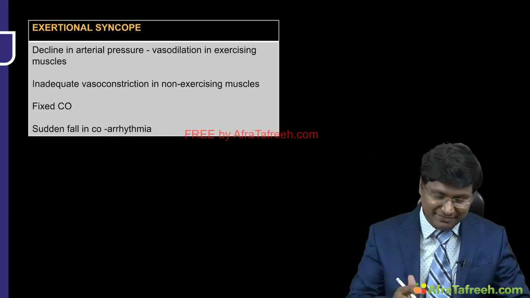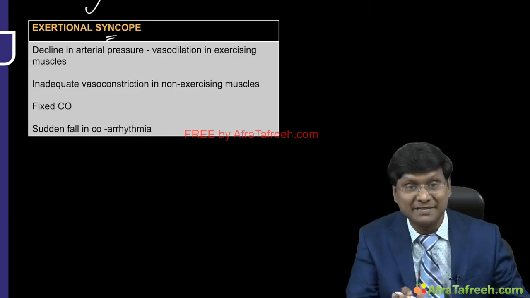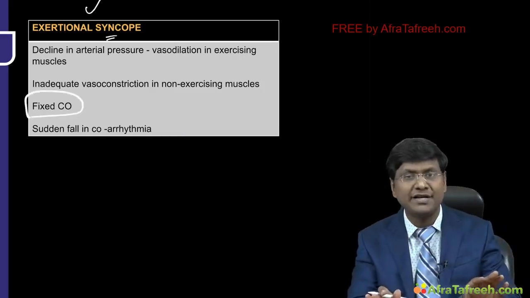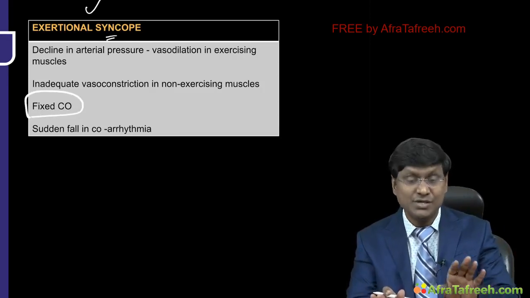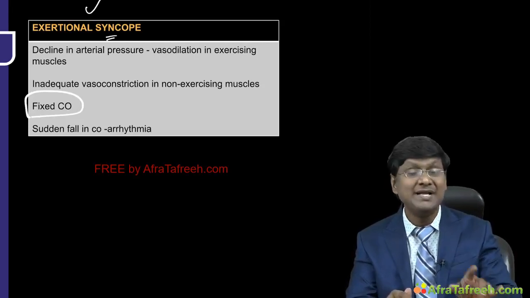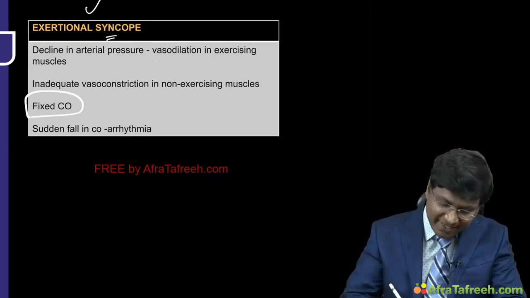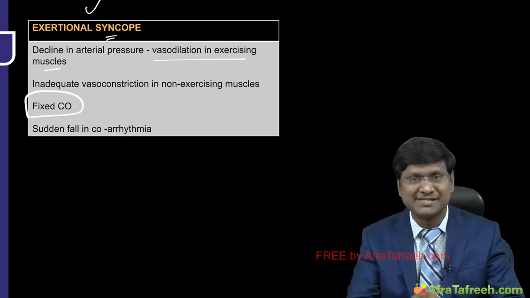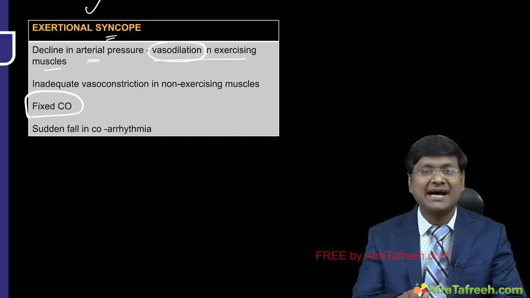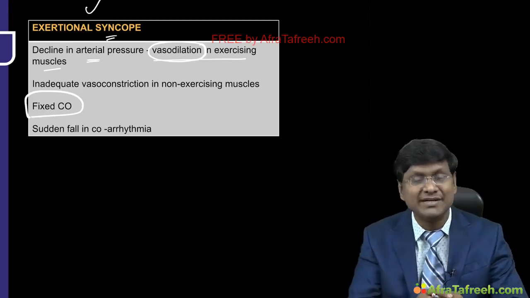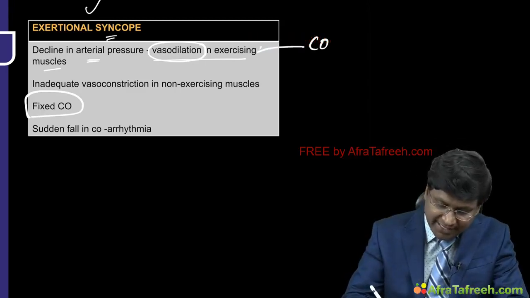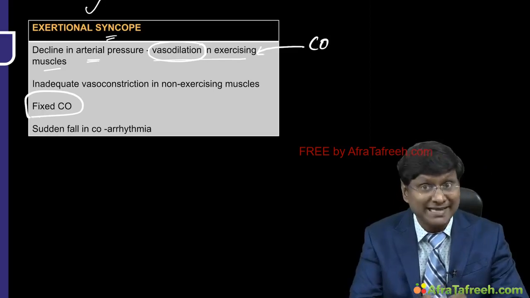And the last important symptom will be exertional syncope. So why is that? Number one, there is a fixed cardiac output in the individual even during exercise. So even during exercise, the cardiac output is not increasing in aortic stenosis. It's a fixed cardiac output. And during exercise, what happens? There will be vasodilatation in the exercising muscles, so there is a decline in the arterial pressure in the blood vessels supplying the exercising muscles. Whatever cardiac output has occurred will go to the exercising muscles.